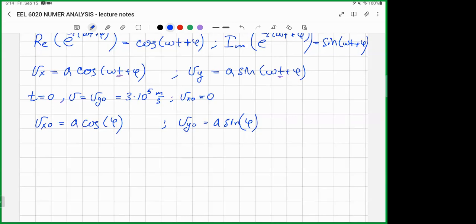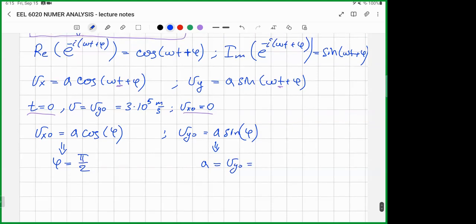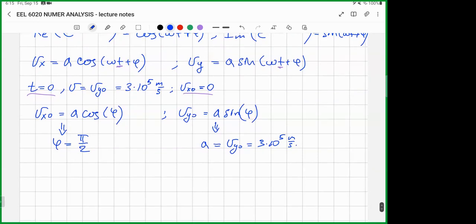So when time is equal to zero, my Vx zero is supposed to be equal to zero, which happens when phi is equal to pi over 2, right? Because when pi over 2, cosine is equal to 0. And from here, when phi is equal to pi over 2, sine is equal to 1, and A then is equal to Vy0, which is 3 times 10 to the power of 5 meter per second. Okay, so this way we obtain the initial value of the velocity.